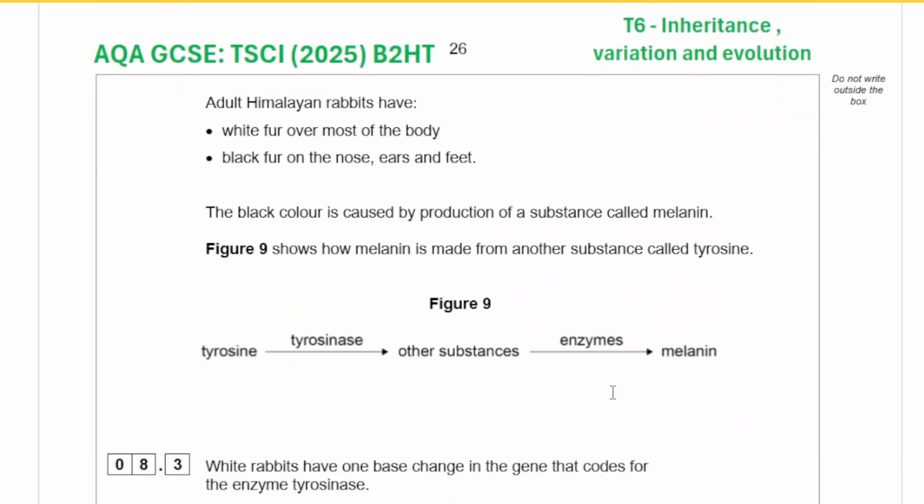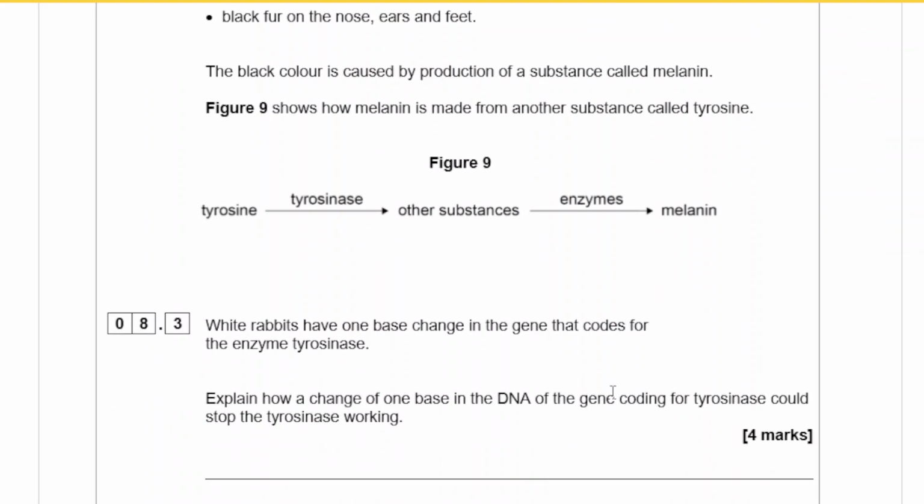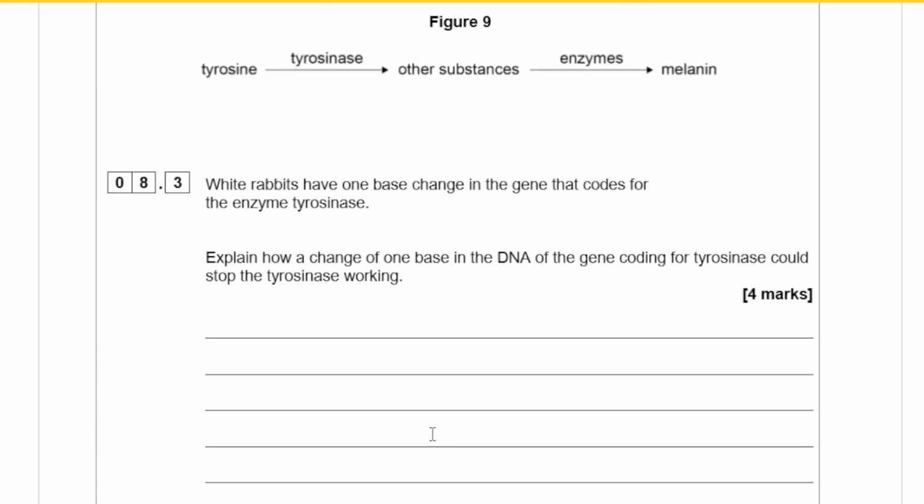Adult Himalayan rabbits have white fur over most of the body, and black fur on the nose, ears, and feet. The black color is caused by the production of a substance called melanin. Figure 9 shows how melanin is made from another substance called tyrosine. Tyrosine is converted to other substances by the enzyme tyrosinase, which is then converted to melanin by another group of enzymes. White rabbits have one base change in the gene that codes for the enzyme tyrosinase.